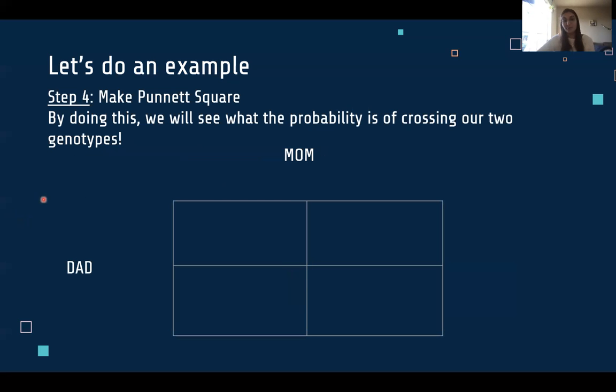All right, so now we're going to make our Punnett square. By doing this, we're going to see the probability of my parents' offspring, and what the probability is of my brother and I having right-handedness or left-handedness. So we're going to put our genotypes into the top and the left of our Punnett square. So my mom's genotype is a big H, little h, and my dad's genotype is 2 little h's.